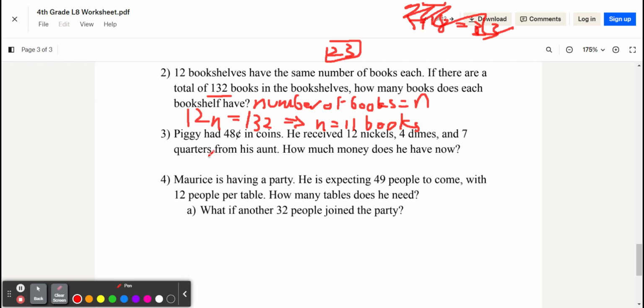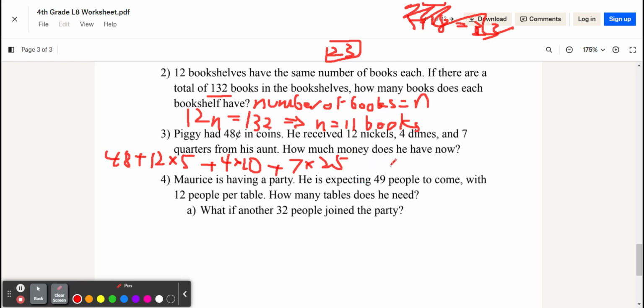Next, Piggy has 48 cents in coins. He received 12 nickels, 4 dimes, and 7 quarters from his aunt. How much money does he have now? So that's 48 plus 12 nickels. Each nickel is 5 cents. So that's 12 times 5 cents. Plus 4 dimes. That's 4 times, each dime is 10 cents, so times 10. And then 7 quarters. That's 7 times 25.